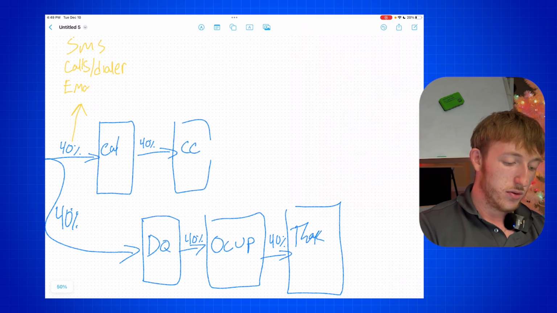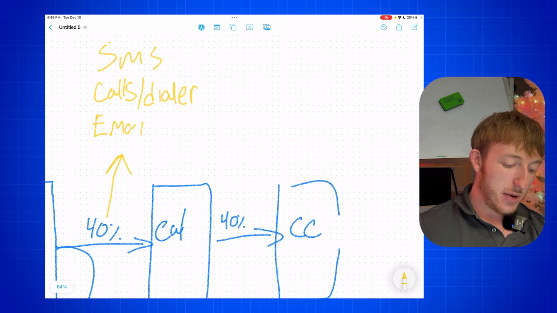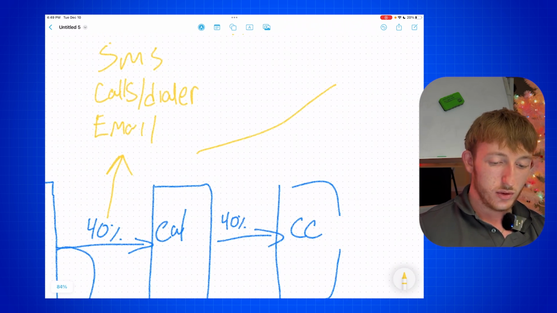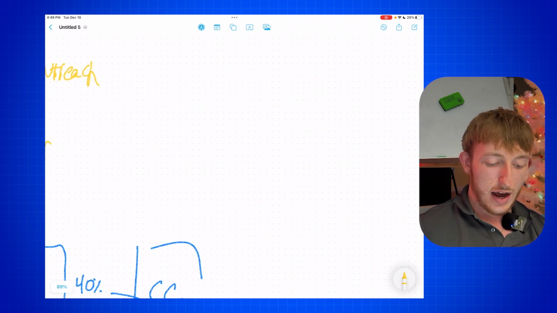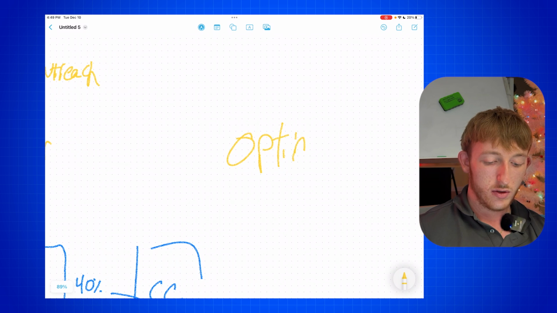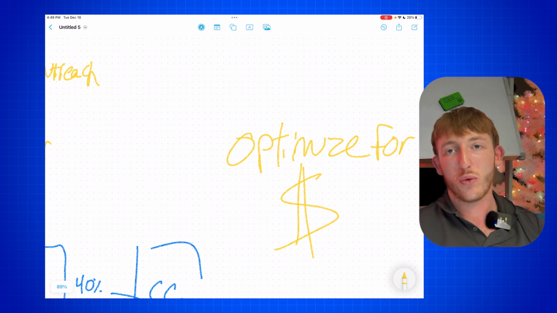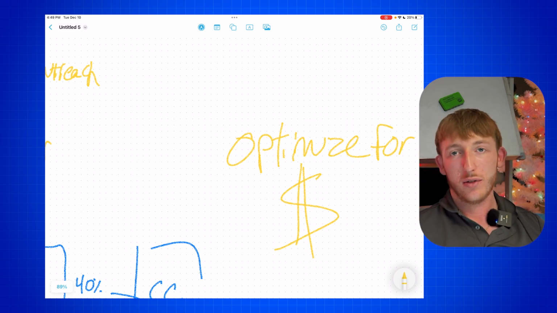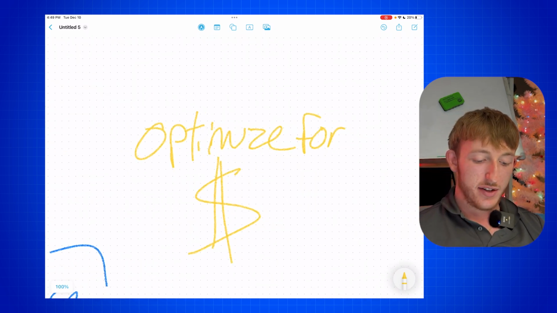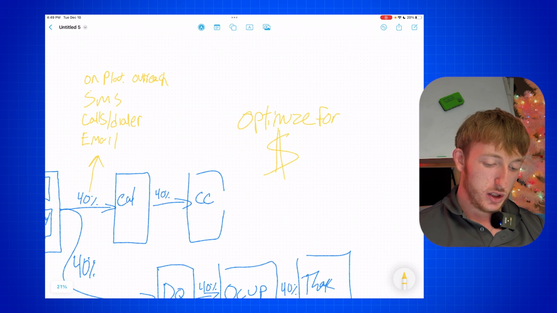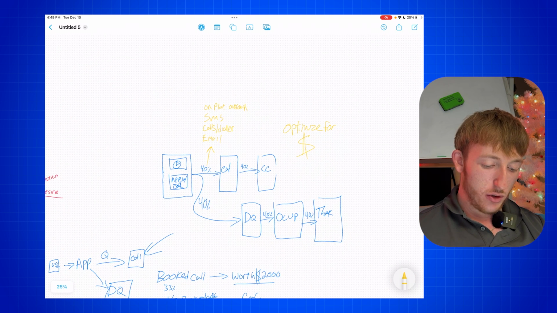Why? Because we're optimizing, right? We're going to optimize for cash. We're optimizing for cash, right? So are you optimizing to get people in a low ticket funnel? Are you optimizing to get them in a high ticket?